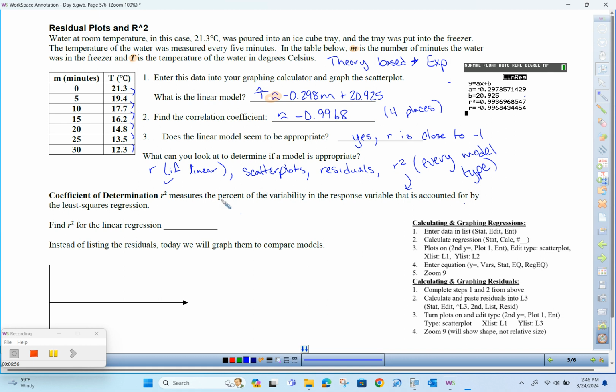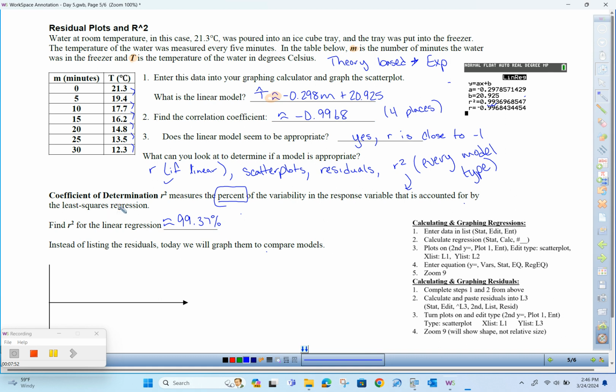So one thing that does matter, it is measuring a percent. So we're always going to change this to a percent value. So if I move my decimal 2 places from here, that's about 99.37%.